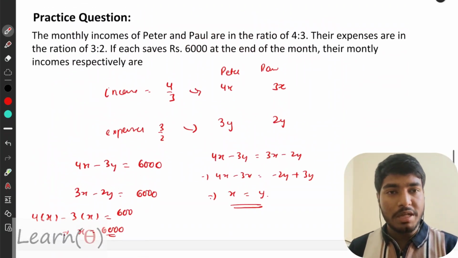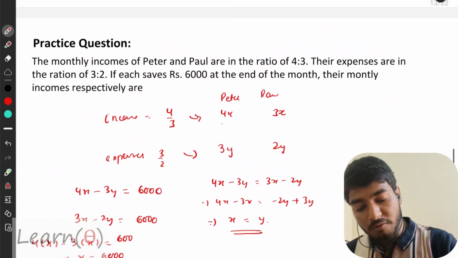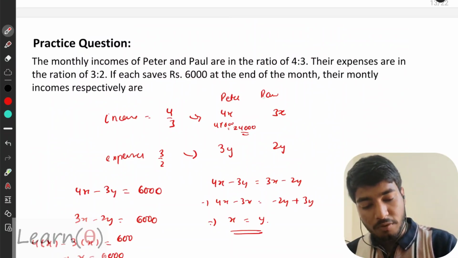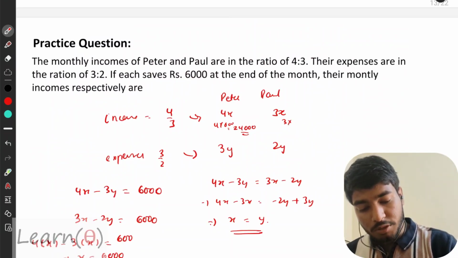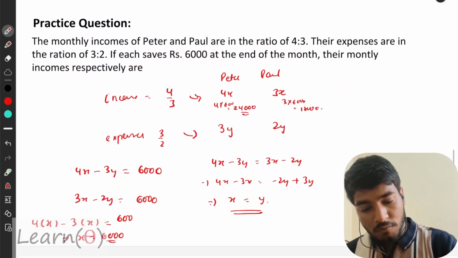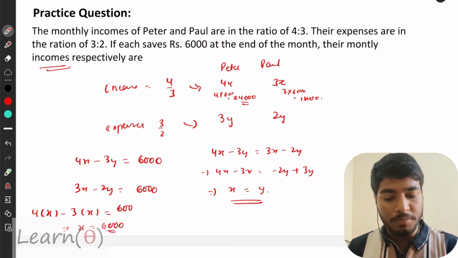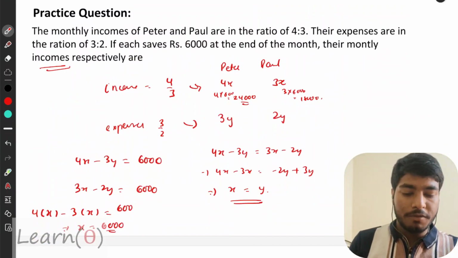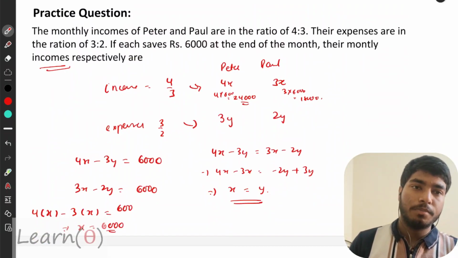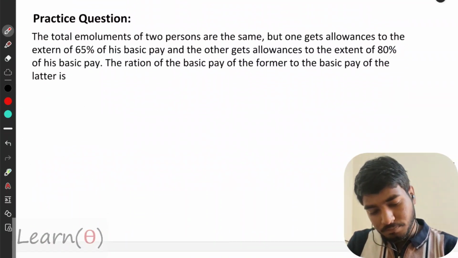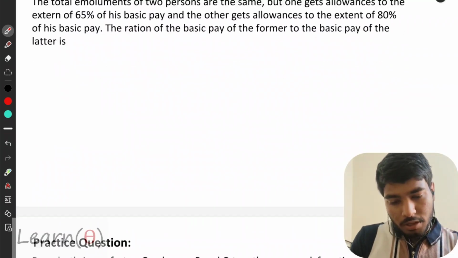X is equal to how much? 6,000. So what is the income of Peter? That was 4x, that is 4 into 6,000, which is equal to 24,000. What is the income of Paul? The income of Paul is equal to 3 into 6,000, which is equal to 18,000. What about y? Oh, okay, they were asking for the income only, and I got the value of income. Similarly, you can also find the value of the expenses. Okay everyone, I hope you got this. This was a good question.